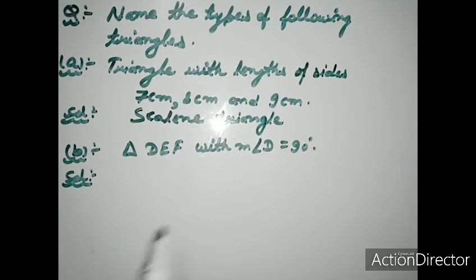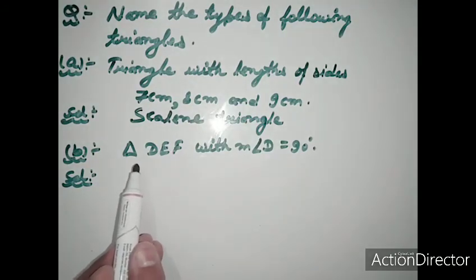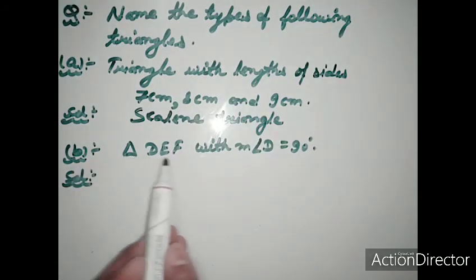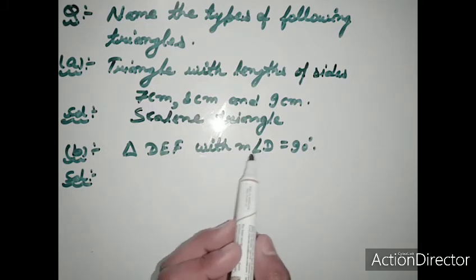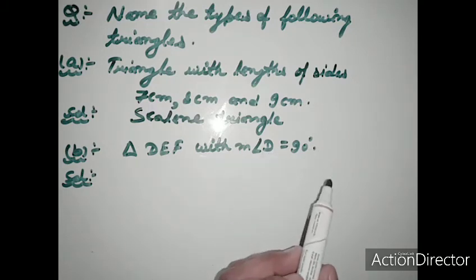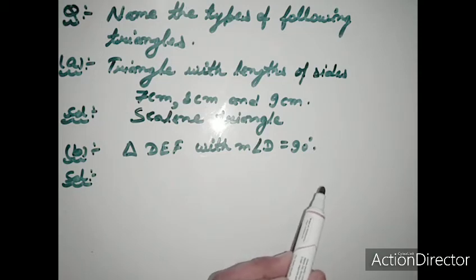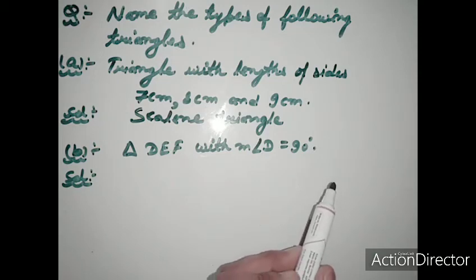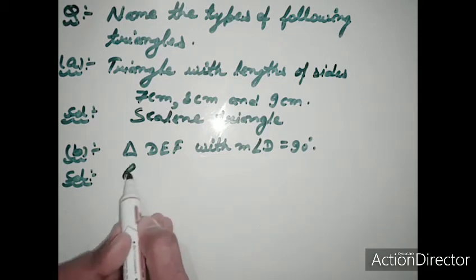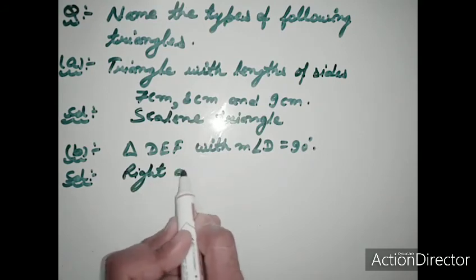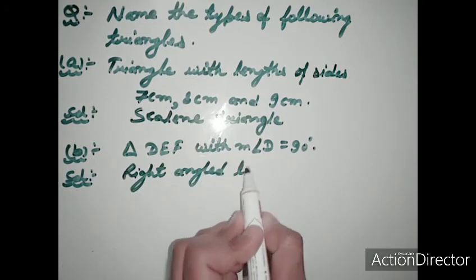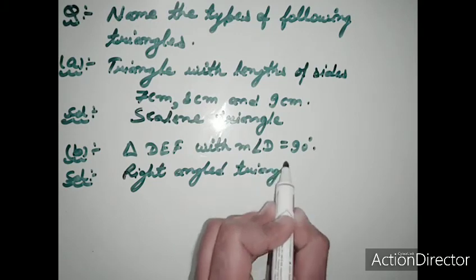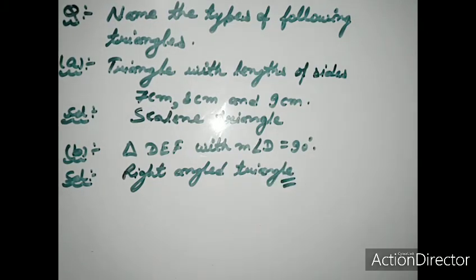Now here we discuss the second part B of this question, triangle DEF with measure of angle D equal to 90 degrees. And dear students, you all know that if there is one 90-degree angle in a given triangle, we say that these type of triangle are known as right angle triangle, right angled triangle, right? So you also try to solve these type of questions from exercise number 5.6 by yourself.